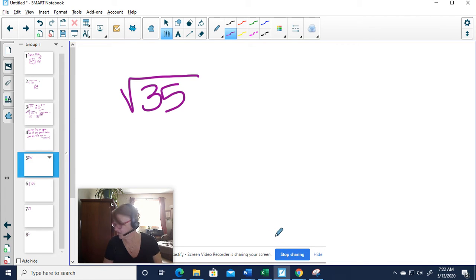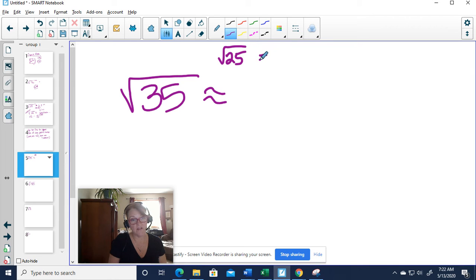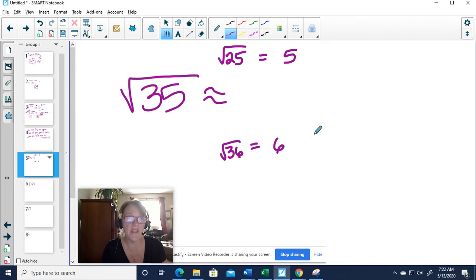Now I know the first thing you're thinking of is, oh, I'm just going to grab my calculator. Here's what I want you to think though. The square root of 35 is some number. It's between these two perfect squares. The square root of 25 is exactly 5. Square root of 36, exactly 6. It's 5 point something, kind of like the square root of 28 was. That was 5 point something.